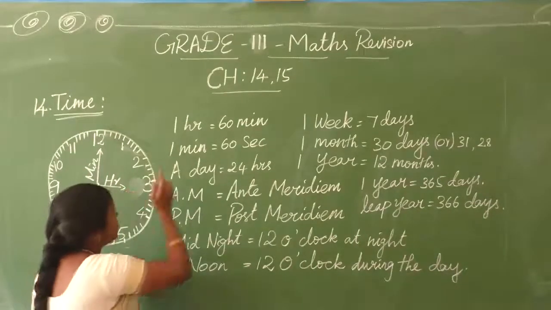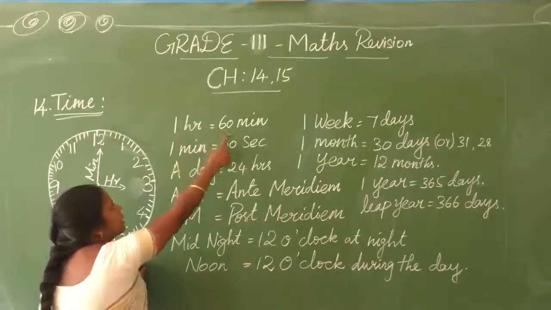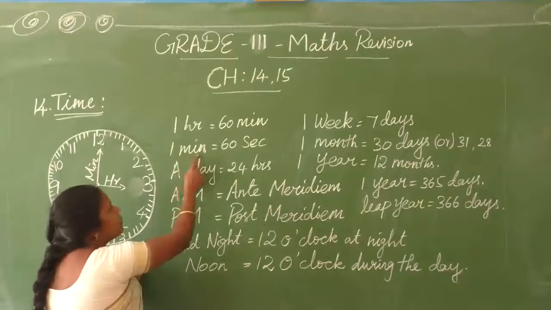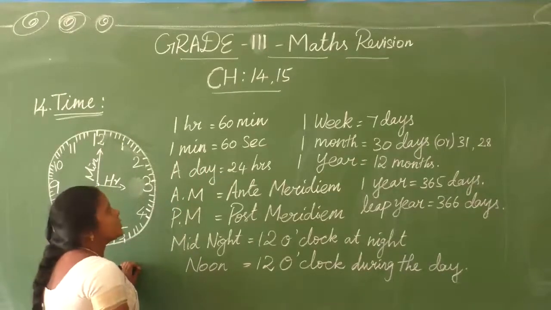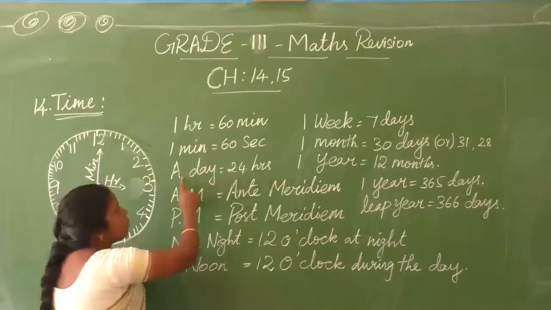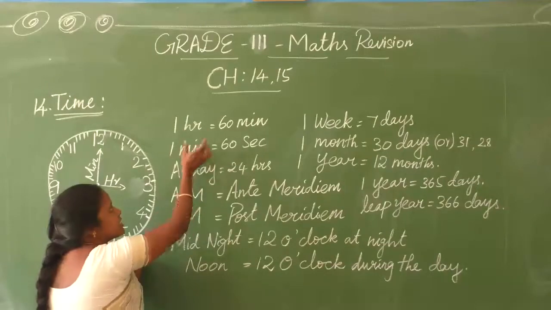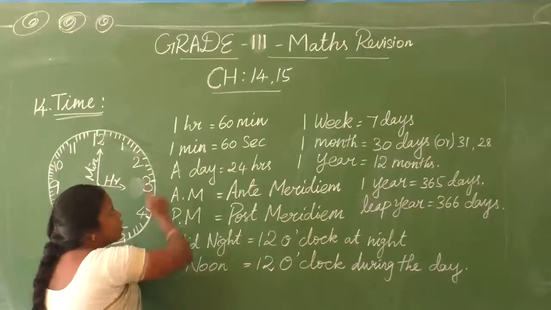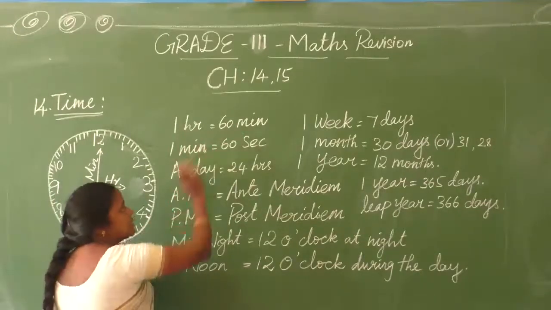Again I am recalling. 1 hour equals 60 minutes. Yes or no? 1 hour equals 60 minutes. 1 minute equals 60 seconds. If you consider, say minute first, then hour, after that day. 1 minute equals 60 seconds. 1 hour equals 60 minutes.